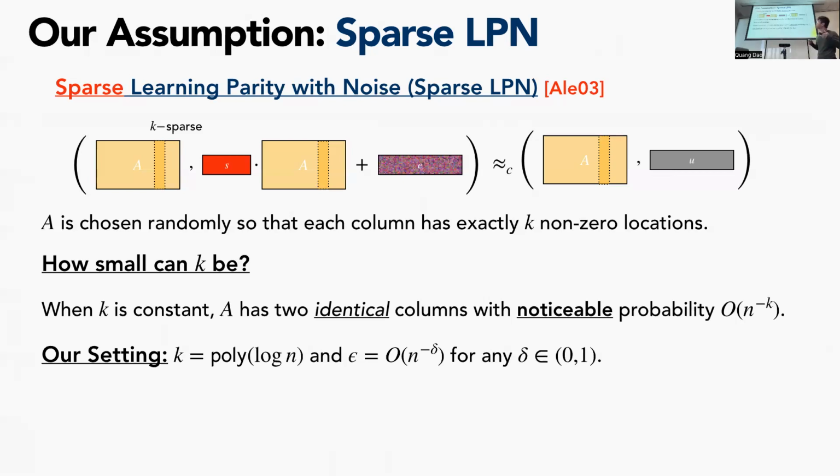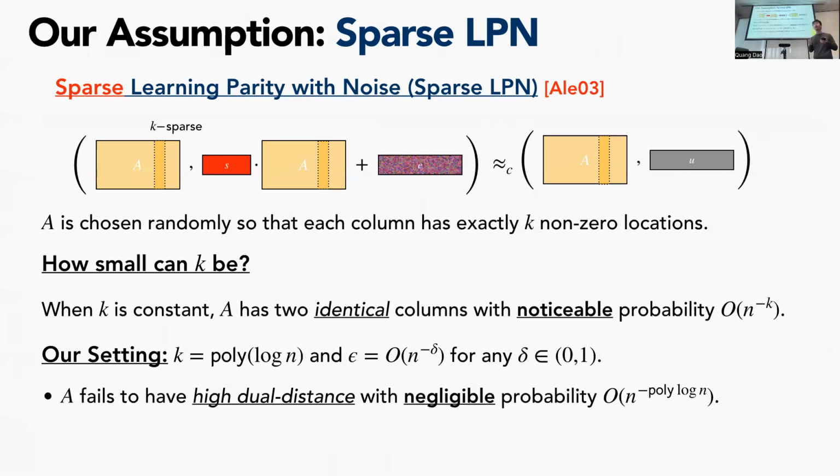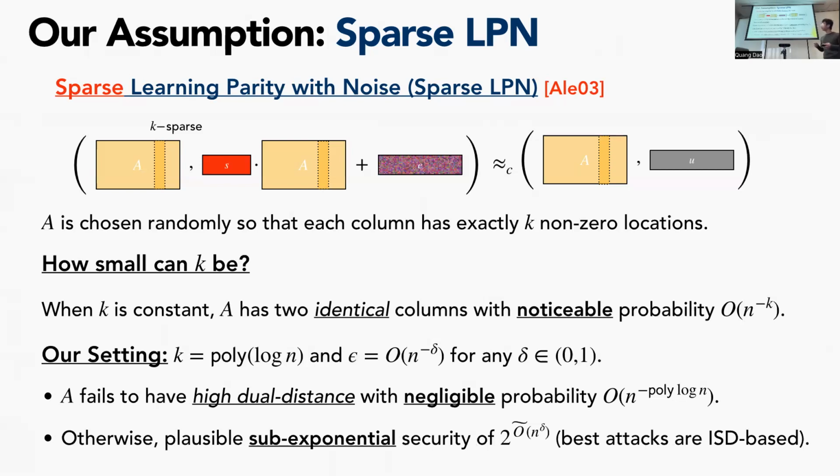If we did, then we would need to rely on a special distribution of such matrices, wherein this bad event happens with negligible chance. But anyway, let's take k to be polylog. What this means is that this bad event, which I call high dual distance, happens with inverse quasi-polynomial probability, which is negligible. And conditioned on this bad event not happening, the best attacks are actually sub-exponential time. These are based on information set decoding and variants.